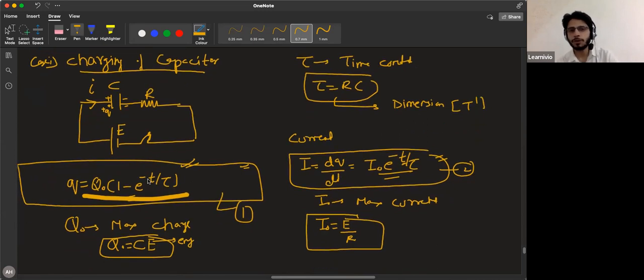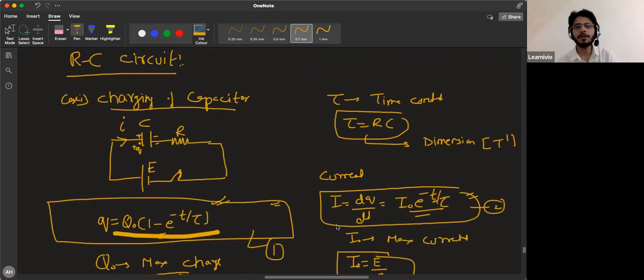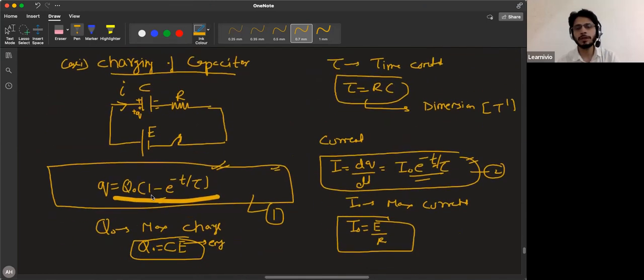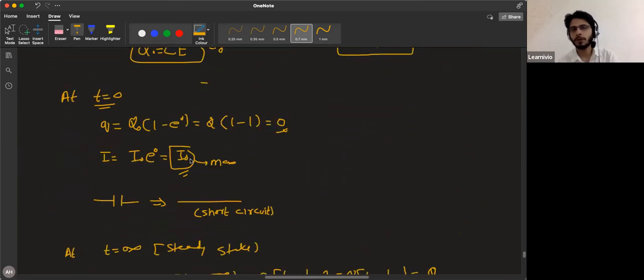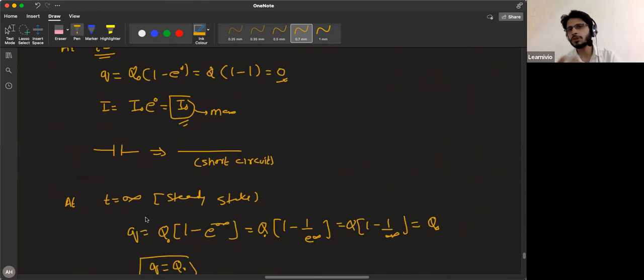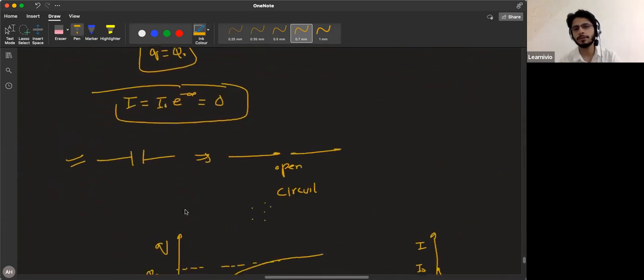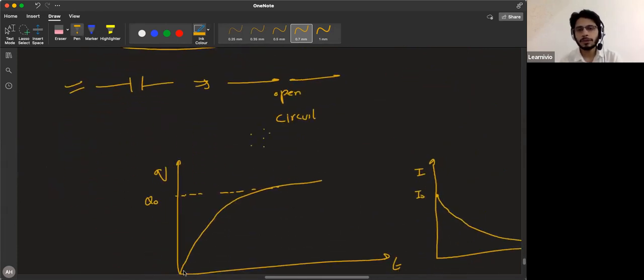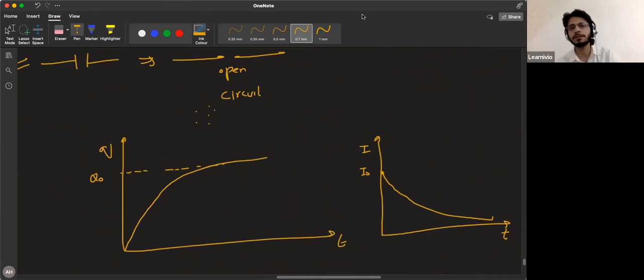Current is dq over dt. So when you differentiate this equation, you get current I0 e to the power minus t by tau. The maximum current is E by R. So at t equal to 0, the exponential will be 1, the charge will be 0, and the current will be maximum. So at t equal to 0, your circuit will behave like a short circuit. At steady state, the charge is maximum and the current is 0. This is all we have discussed. This is charge versus time graph. If you increase time, the charge increases, then it saturates to a maximum value, and current decreases exponentially.